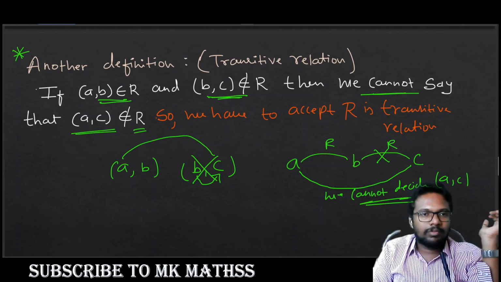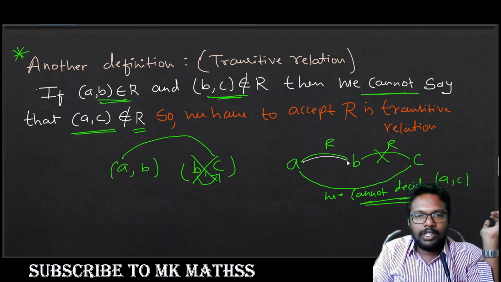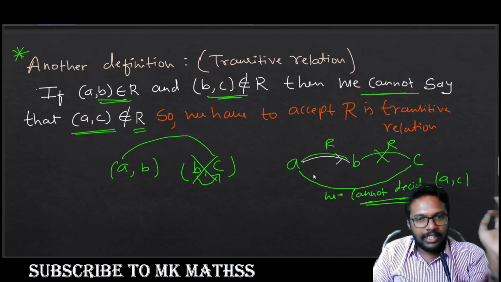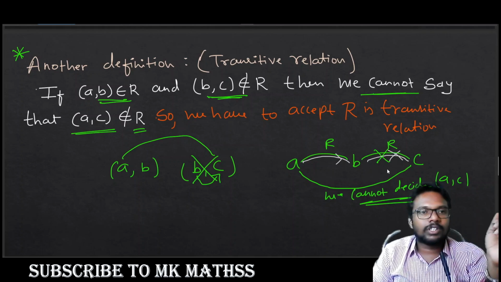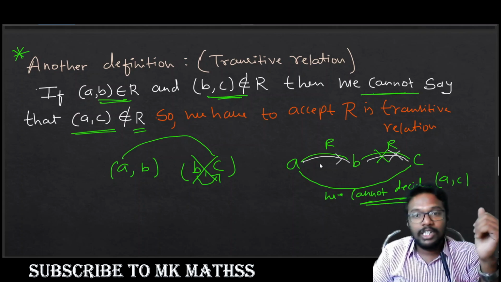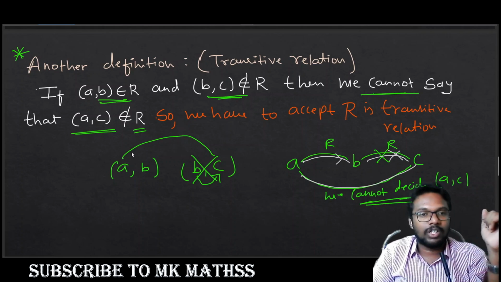Here, (a, b) is in R, so a is related to b. Okay, here b is not related to c. b has no relationship with c. Then we can't decide whether (a, c) does not belong to R.